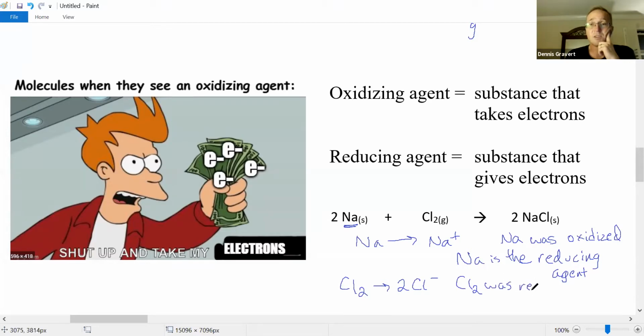So chlorine was reduced. Hey, chlorine, where'd you get those electrons? Oh, we stole them from sodium. Yeah, what'd you do to sodium? Oh yeah, we oxidized sodium. We forced it to lose electrons. So chlorine, you're the oxidizing agent.